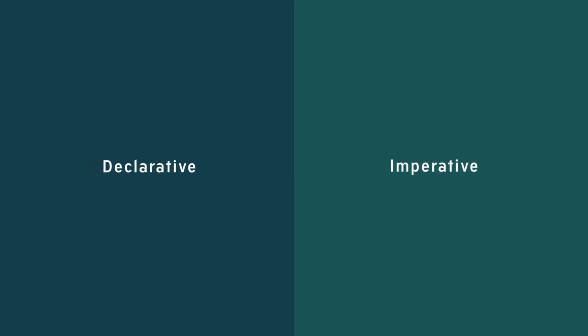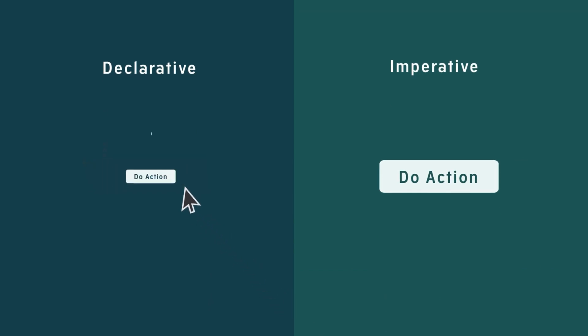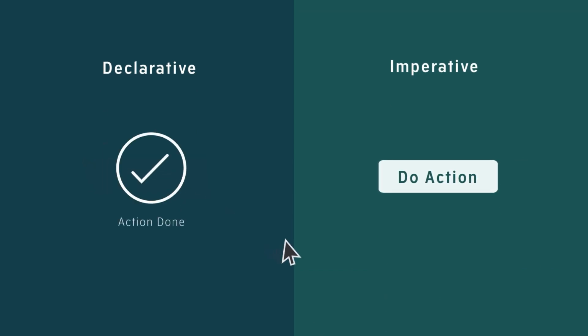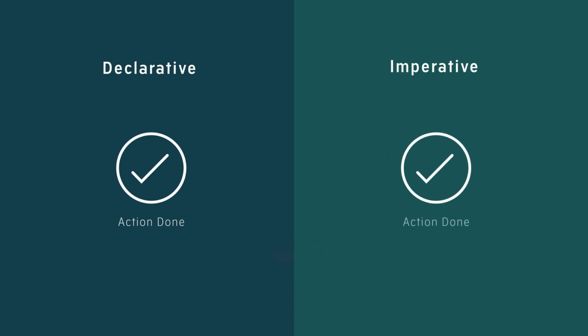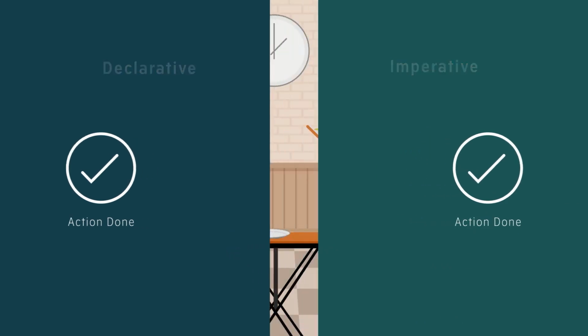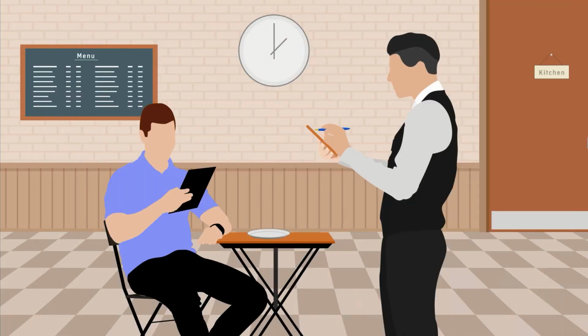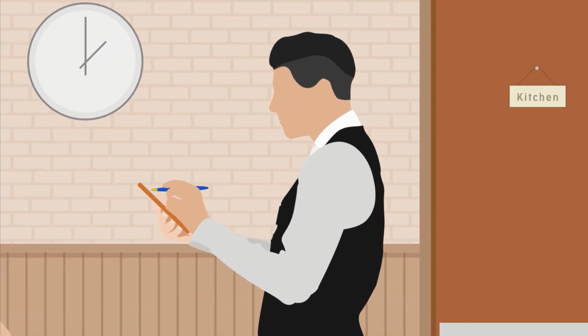Languages that fall into the declarative paradigm are concerned only with what happens, not how it happens. But languages that fall into the imperative paradigm are concerned with how something happens. So what does that actually mean? Well, one way of illustrating the difference between declarative and imperative programming is to think about what happens when we order food in a restaurant.